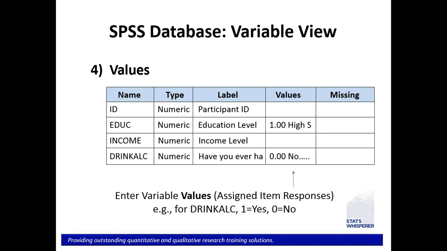All right, next, values. Those are the actual responses to the items. We'll go into SPSS and enter it, but this is how it looks once it's entered. You can see educ, 1, the high school GED, that's entered. For drink alc, that's 0 for no, 1 for yes. Now income is a raw number, so we don't have to enter any values for that because we're just entering the raw number reported for income. And the same with ID, we don't have to enter any values for that. It's just the raw number, what the ID is.